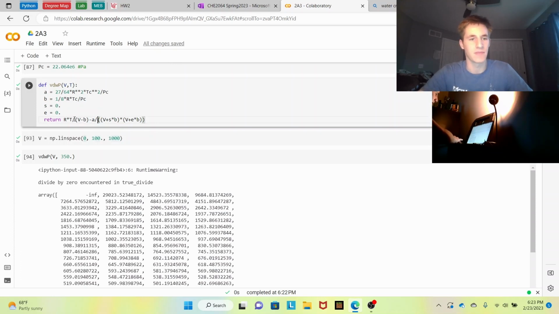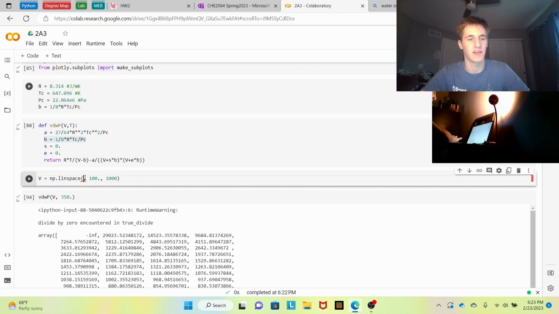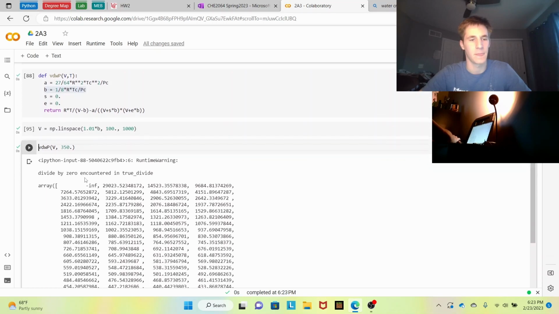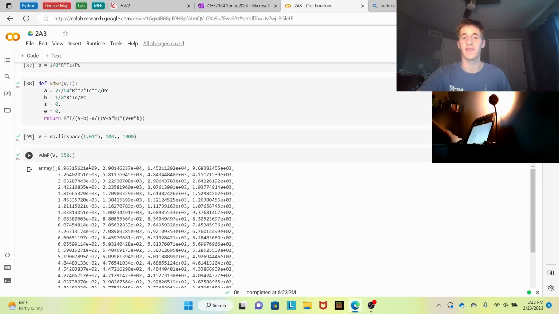Another problem we can see is that this V minus B, when the volume is less than B, this term will be negative. And that means that we will end up with a negative pressure, which is not good. So we actually need to make sure that we have a value greater than B. So if I go ahead and copy this B out here, do 1.01 times B, that means that our volume is always going to be greater than B. And we enter this. All right, now we have no more issues.